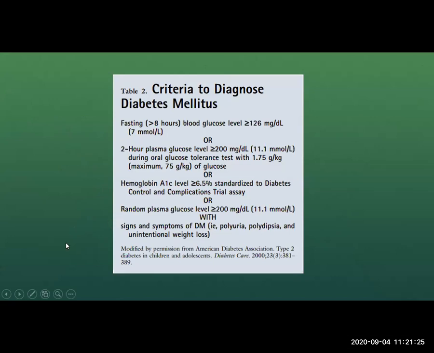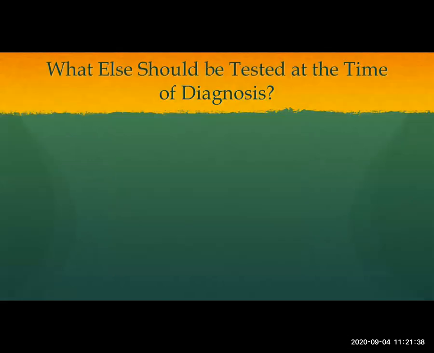Okay. And as I said, if they're asymptomatic, if you have a random value that tends to fit this criteria, it's always good to get a repeat level, either the same test or a different test on a different day, to make sure that the diagnosis is correct. Okay, so what else needs to be tested at the time of diagnosis?